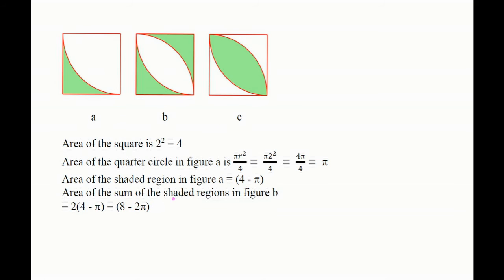Okay, so here I'm finding the area of this green piece plus the area of this green piece in figure B, of course, which these two shapes are congruent. They're exactly the same. Their areas should be exactly the same. So all I did is took this answer and multiplied it by 2 to get 8 minus 2 pi. So 8 minus 2 pi is the total area of these two green pieces in figure B.